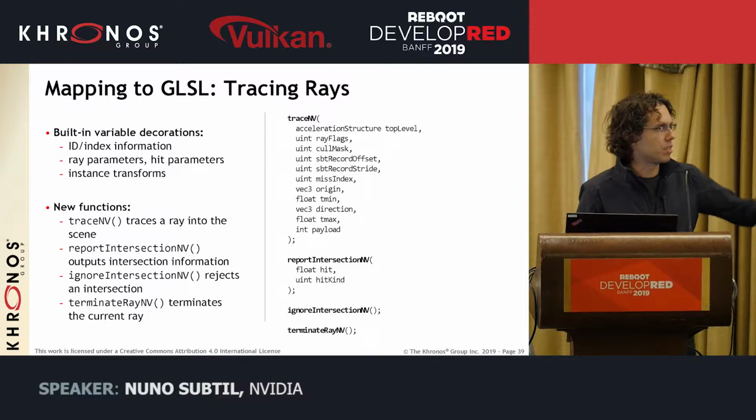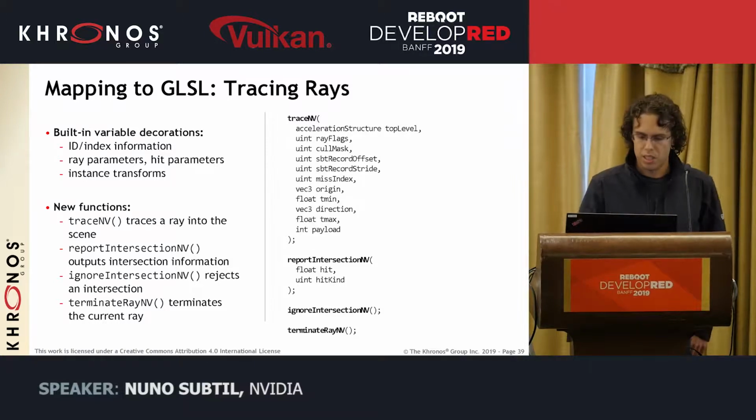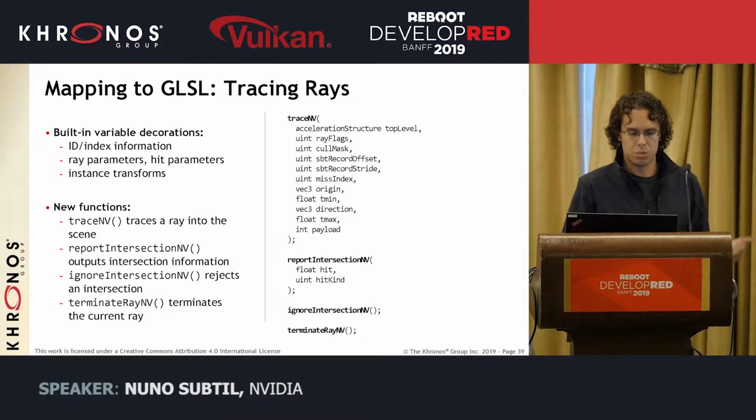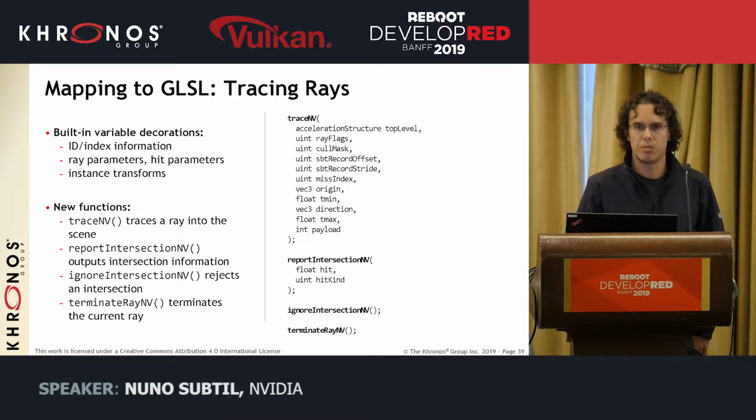And you also pass in your ray information, right? So trace NV traces a ray into the scene. That's a new built-in function. There's also report intersection to output intersection information from an intersection shader. And you have ignore intersection to reject a given intersection that was found. And you have terminate ray to stop processing the current ray. There's also some new built-in variables and new declarations to give you access to various pieces of data from like your thread ID and raygen and so on.